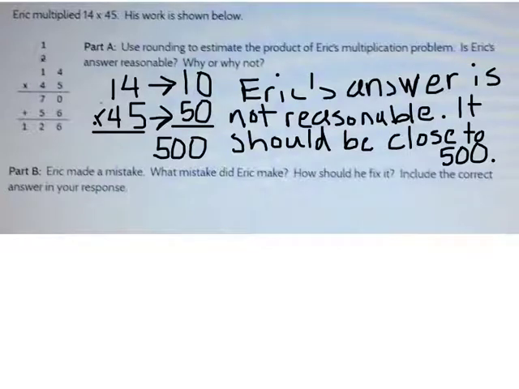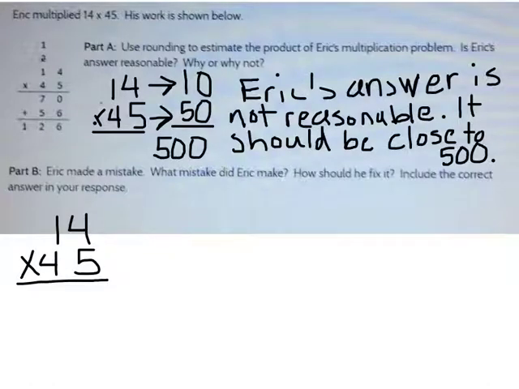Let's read part B. Eric made a mistake. What mistake did Eric make, and how should he fix it? Include the correct answer in your response. Whenever you have a problem like this, we should solve it correctly first to see what the mistake was. So let's multiply 14 times 45.